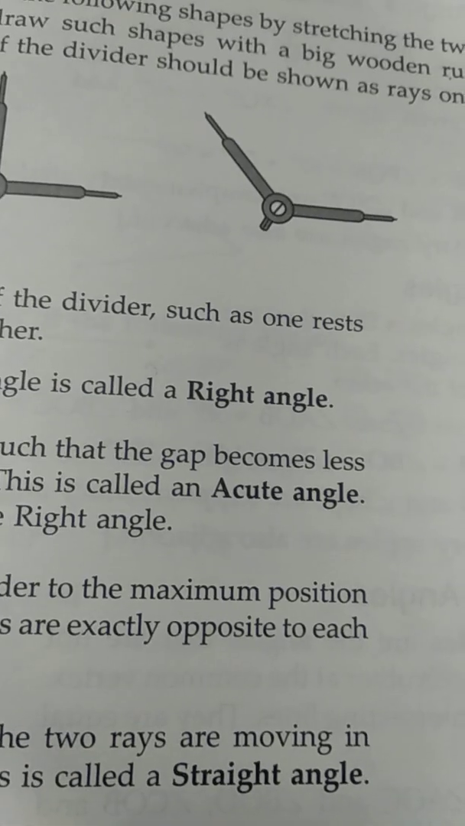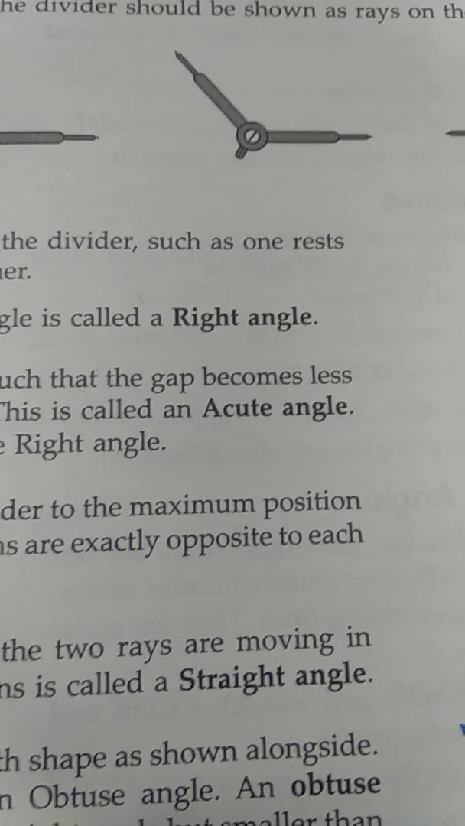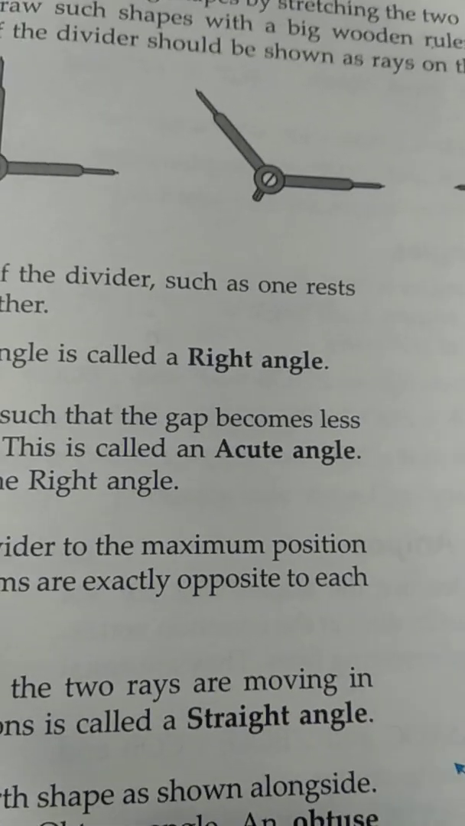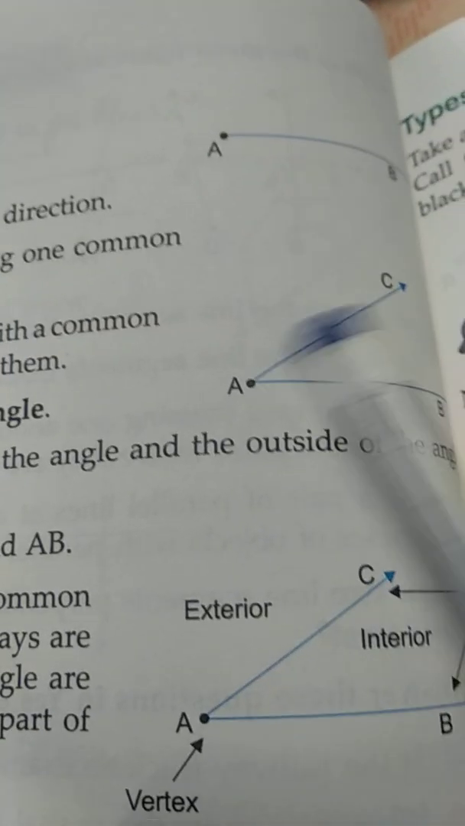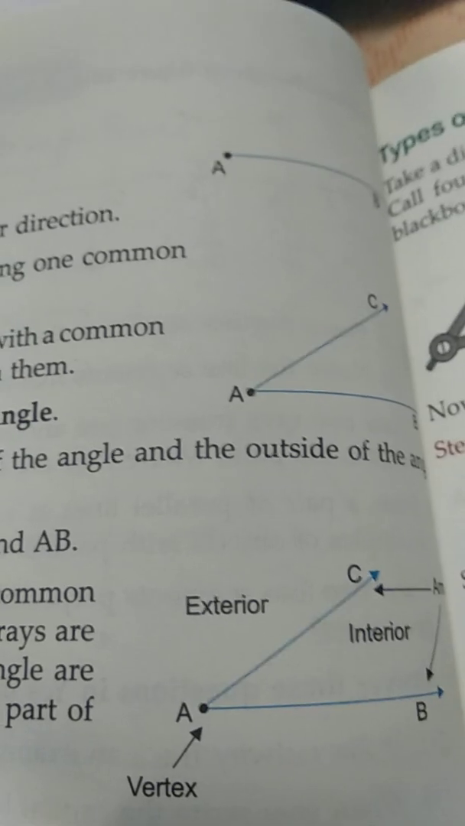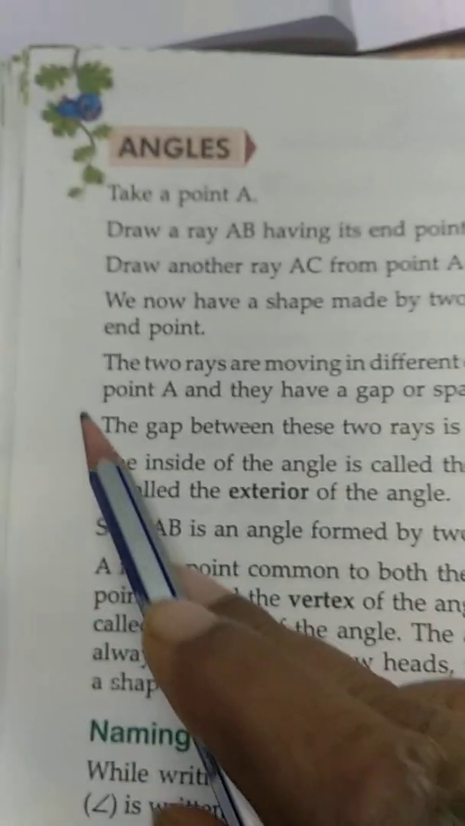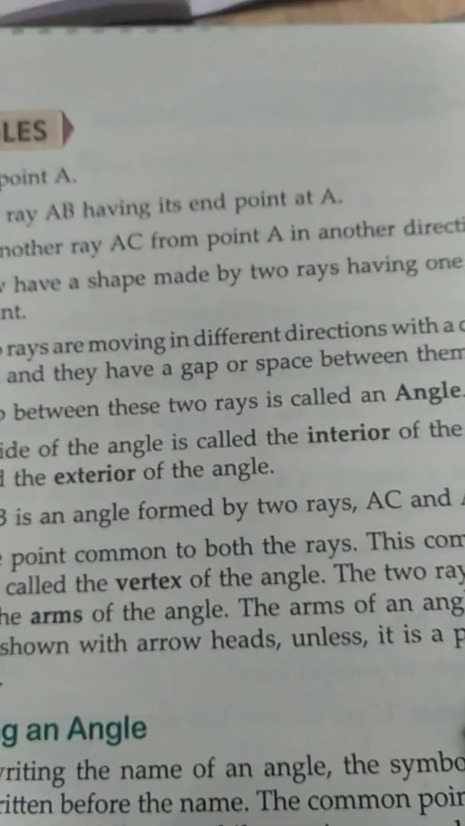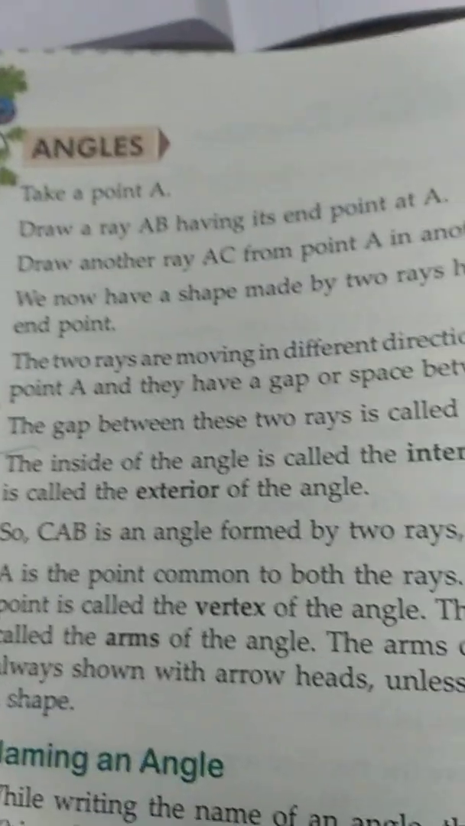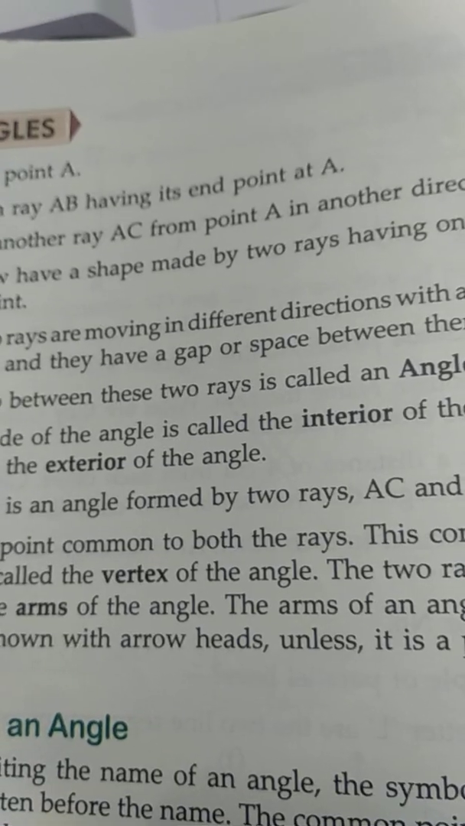Class 5. Today we will learn something called angle. What is angle? The gap between two lines, two rays, is called an angle. Like this is one ray, this is one ray. The space between them is known as the angle. This is the definition of angle: the gap between two rays is called an angle.